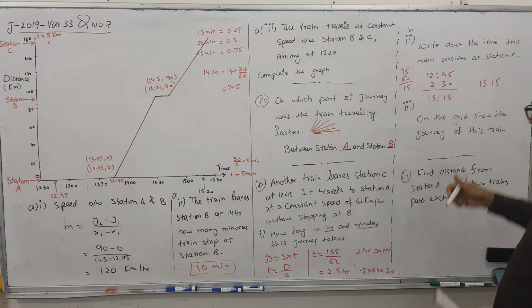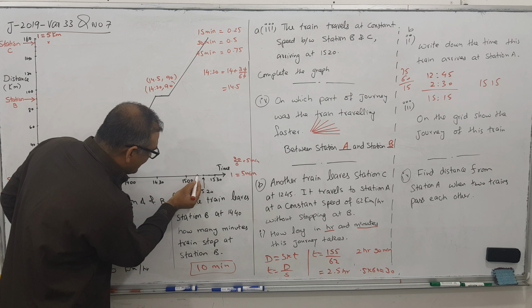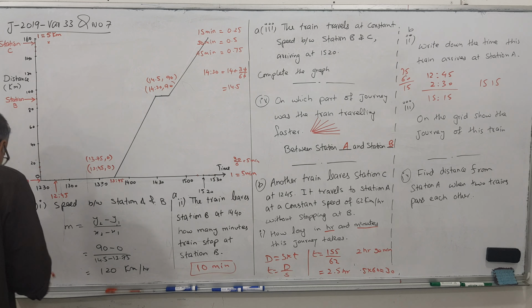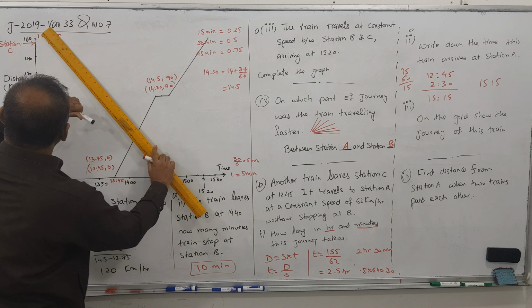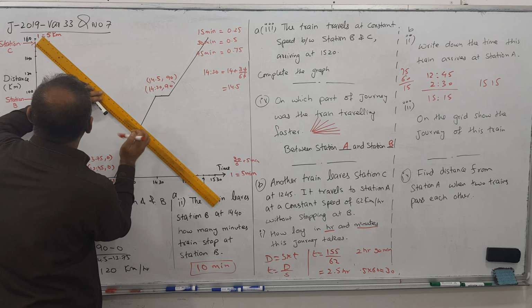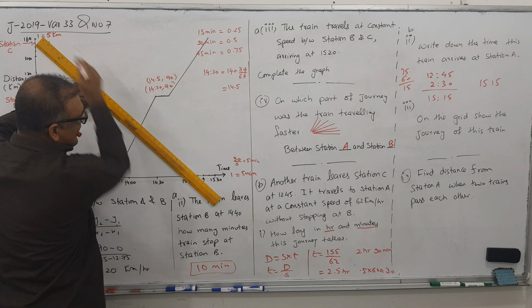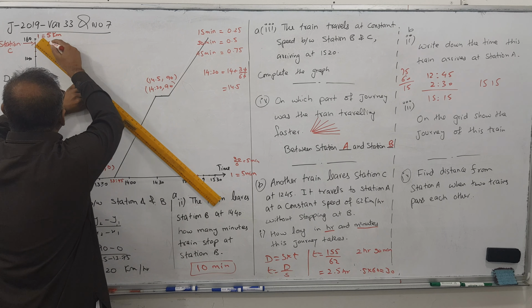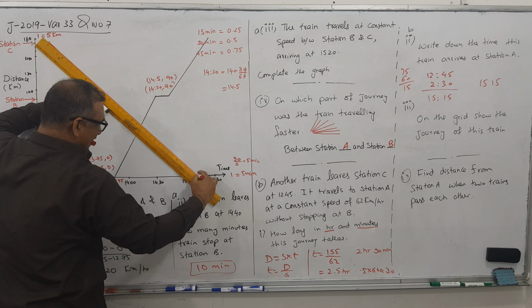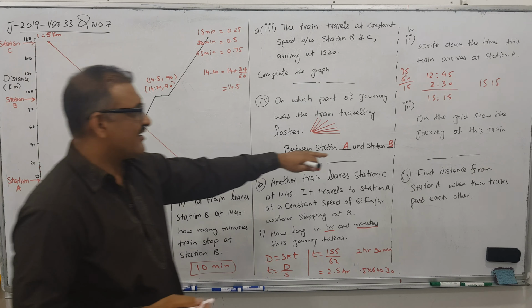On the grid, show the journey. So where is 15:15? 15:15, so 20 here, 1 box back here. So I have to join it, and let's see how I join it. This is a way of joining. So this is the joining we have, okay.